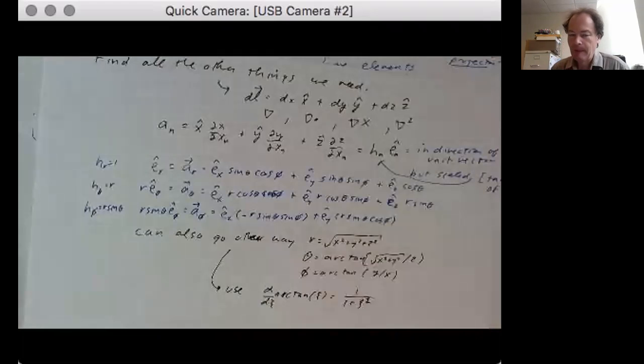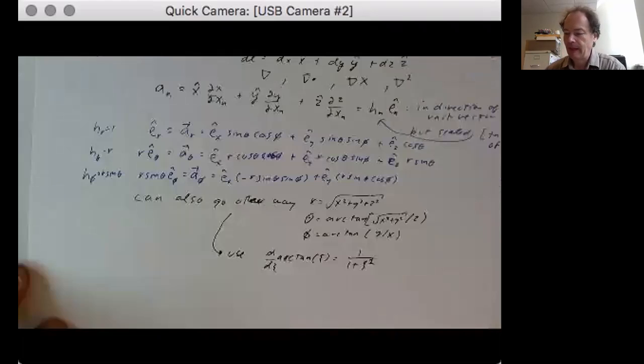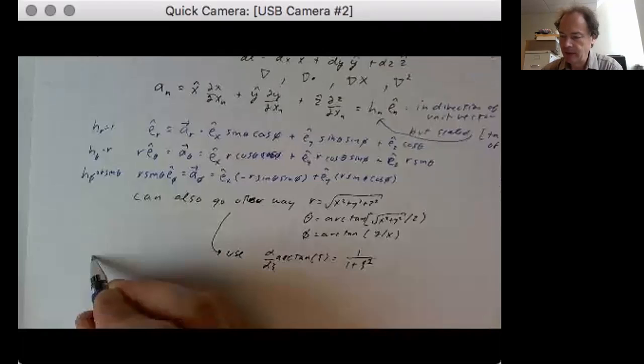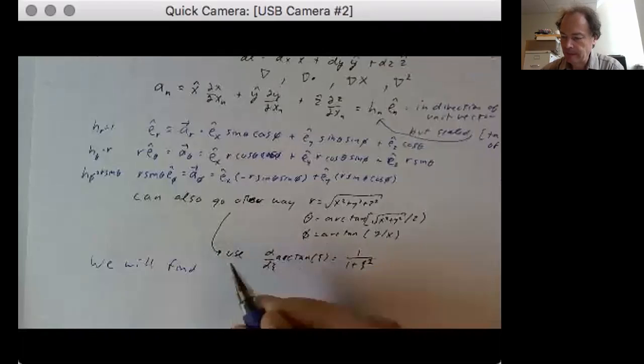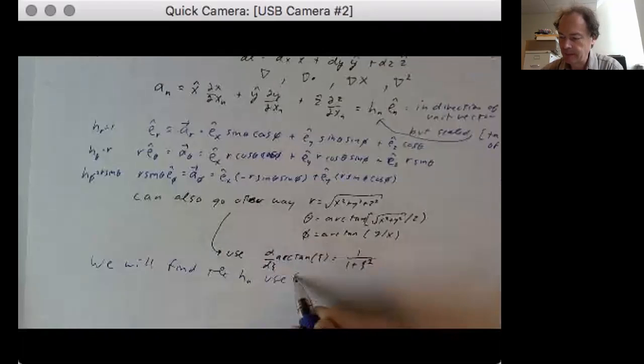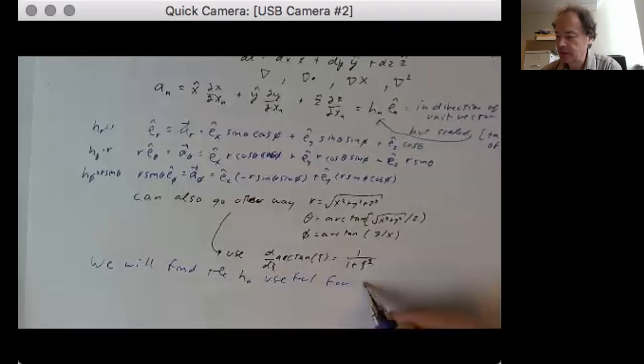Now, the first thing to note here, so we will find the h_n useful for making units work.